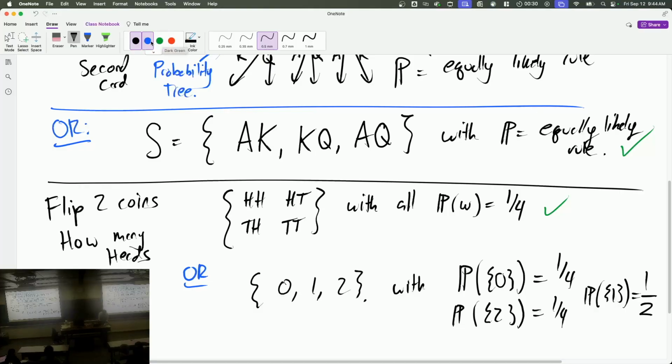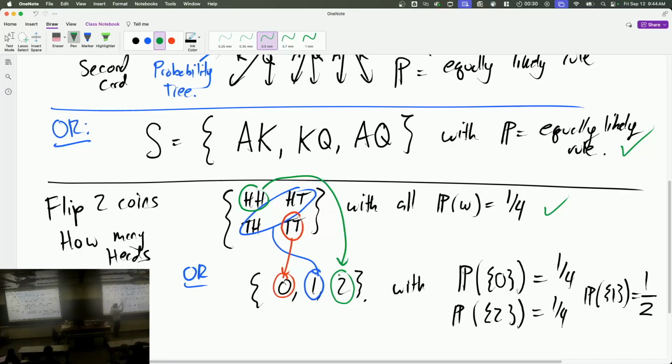Why does it work? Well, I've actually just grouped things together. Heads-tails and tails-heads together became the event 1. Tails-tails became the event 0. And last but not least, heads-heads became the event 2. So I've mapped multiple things, smooshed them down together. I've taken heads-tails and tails-heads and smooshed them together to make the event of 1 head. That's why the probability here is a half and not a quarter. It really came from 2 quarters put together. So this is a perfectly valid answer for this question, but it's not the equally likely rule. That's a good point. Yes, this is a more complicated example.